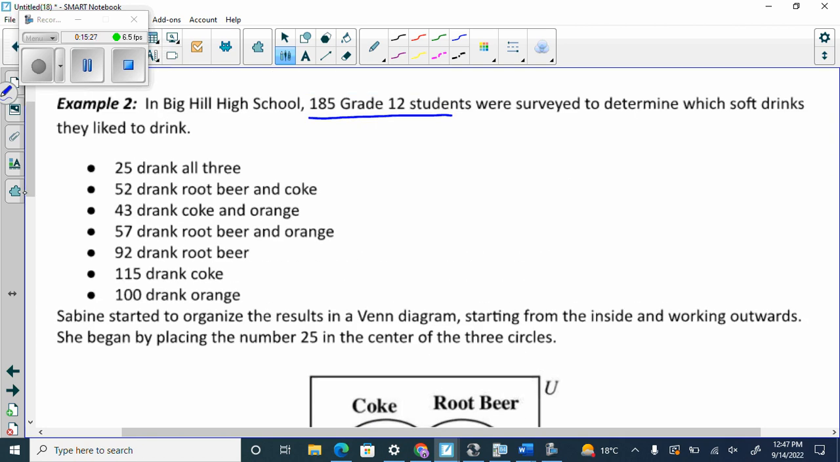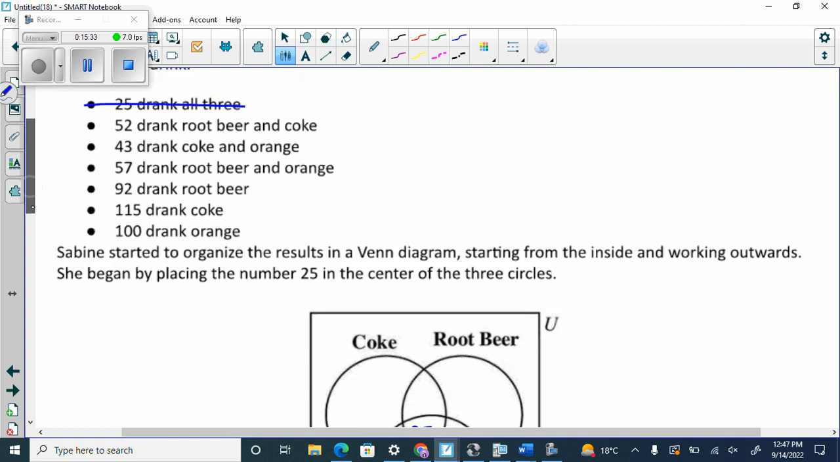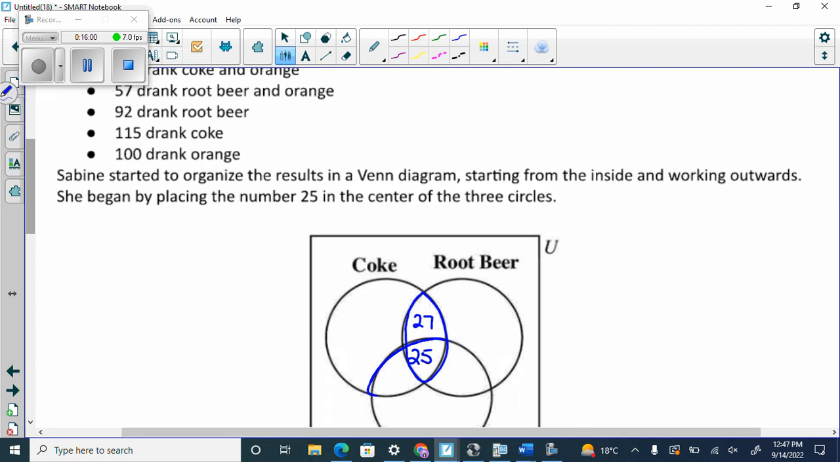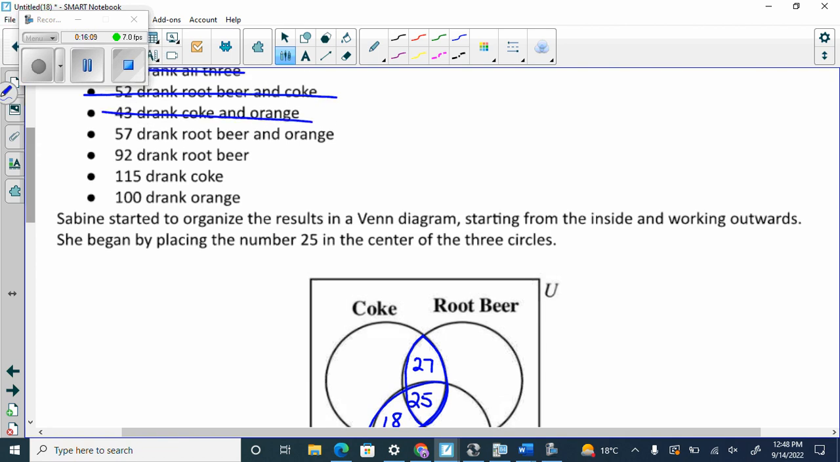Then it said 52 drank root beer and Coke. And is what symbol in the Venn diagram? And is the I shape. So we're going to go root beer and Coke. So in the root beer and Coke eyeball, we should have 25. We have 52. So what do we need here? Then we have 43 drank Coke and orange. So in the Coke and orange circle, we need to have 43. We already have 25. So how much is this? Then we have 57 drank root beer and orange. So I need to have 57 here. How many just drank root beer and orange?